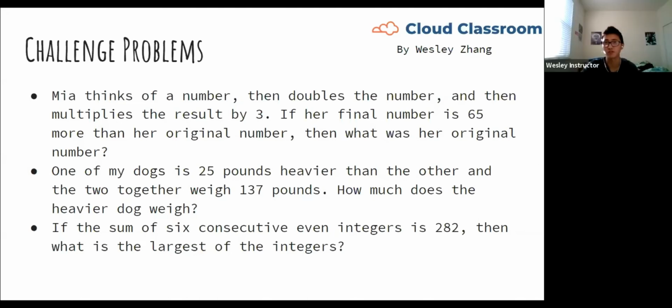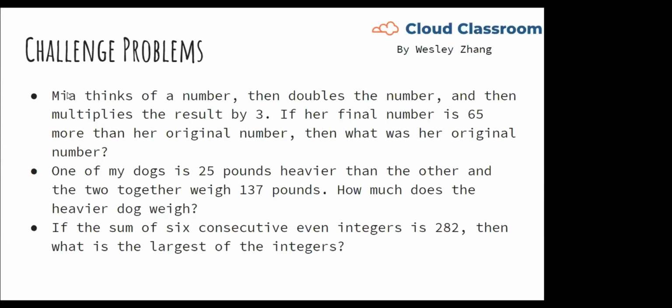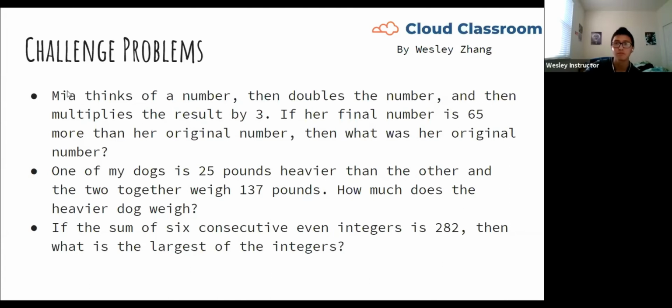Okay, I'll go over the answers right now. All right, Mia thinks of a number, then doubles the number, and then multiplies the result by 3. If her final number is 65 more than her original number, then what was her original number? So we have a lot of things going on here. All right, let's go left to right or top to bottom for the problem.